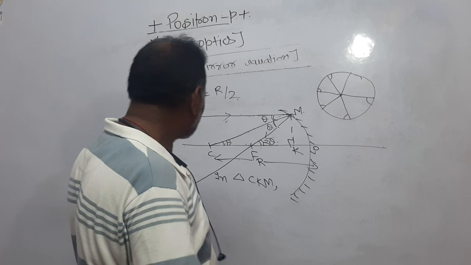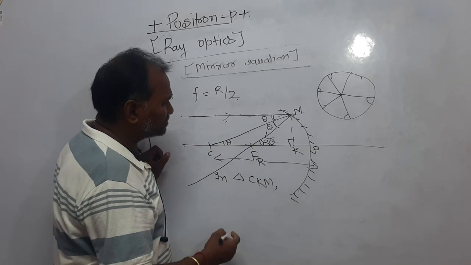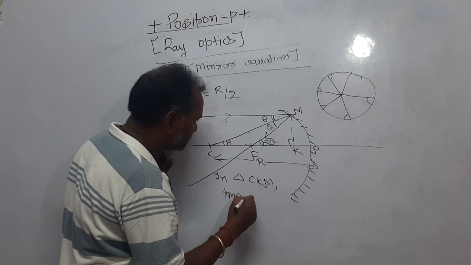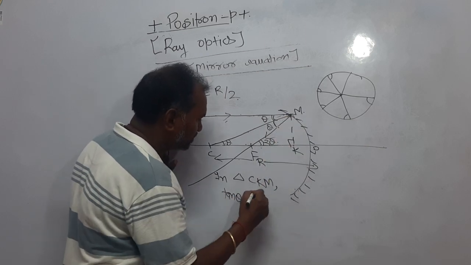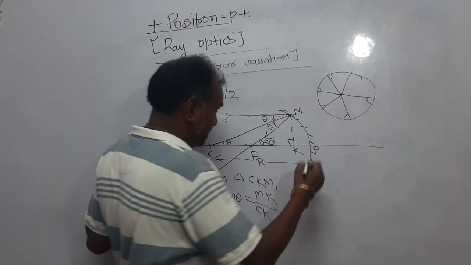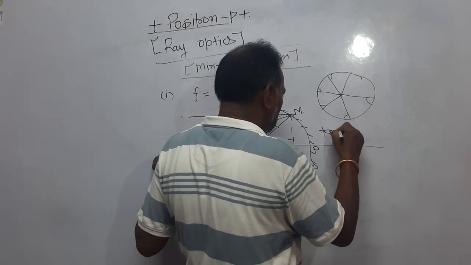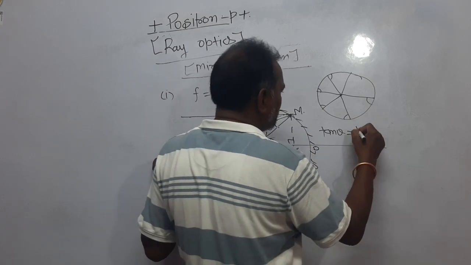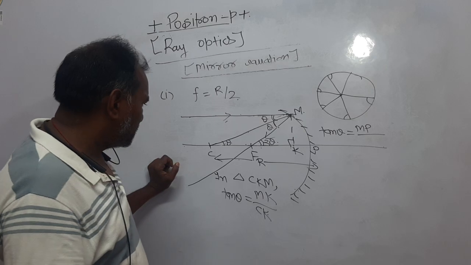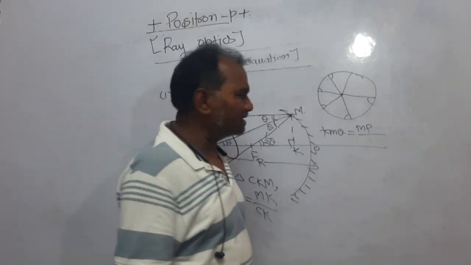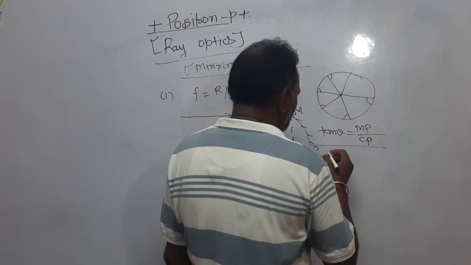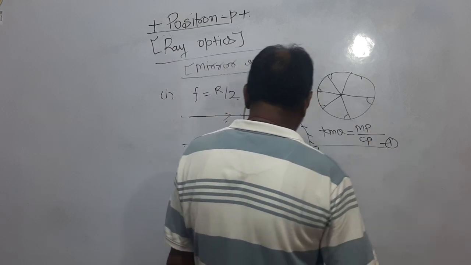In this triangle, dear student, tan theta equals MK over CK, or tan theta equals MK, you can write MP because K is very close to P, over CK, and again you can write CP. Let it be equation 1.